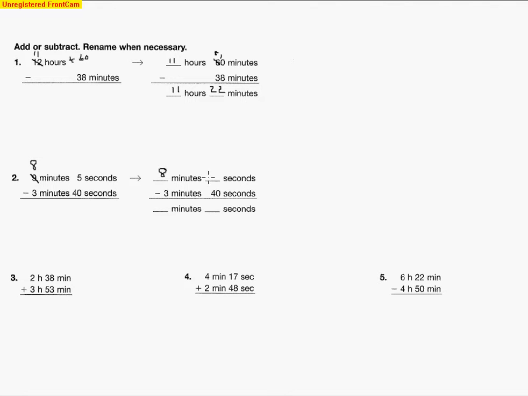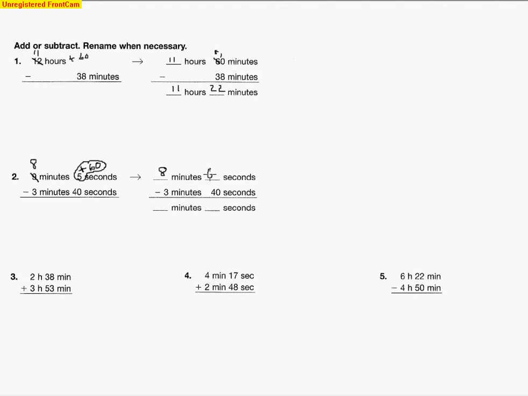Well, what's the seconds going to change to? Well, if I borrowed 1 minute from the 9 here, I need to add that 1 minute to the seconds. So I know there are 60 seconds in a minute. So that's why I'm going to add 5 plus 60, and that's where I'm getting the 65 from here. So again, 60 seconds equals 1 minute, and so that's why I added the 60 to the 5 seconds.